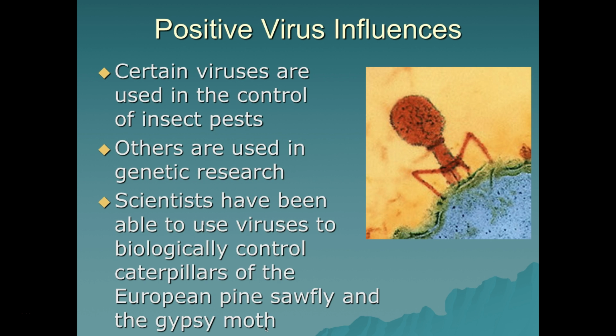So what are some good things about viruses? We can use viruses in control of insect pests. They are also used in genetic research because they replicate quite quickly. And scientists have been able to use viruses to biologically control caterpillars of, for instance, the European pine sawfly and the gypsy moth.